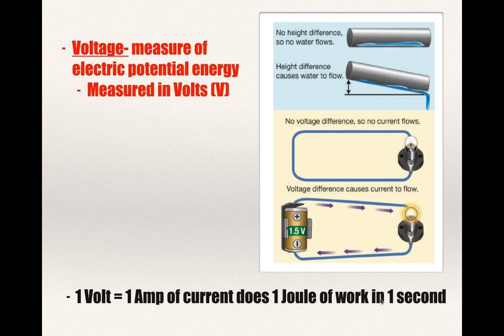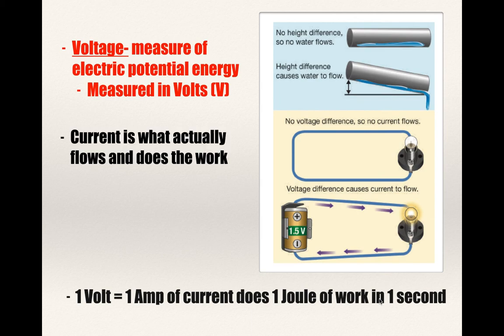The water analogy on the top there is showing you that if you didn't have a height difference, you're not going to have water flowing in the pipe, unless you have a pump there. But if you've got a height differential, you don't even need a pump, the water's just going to flow through. So no voltage difference, no current's going to flow. As soon as you get a voltage difference, like you see with the battery there, you're going to get current flowing. Also, current is what actually flows and does the work inside the circuit.